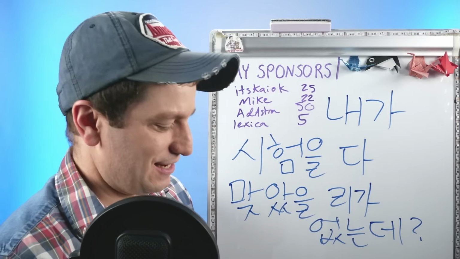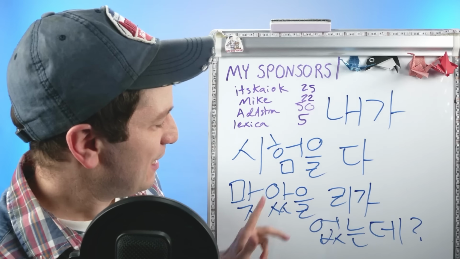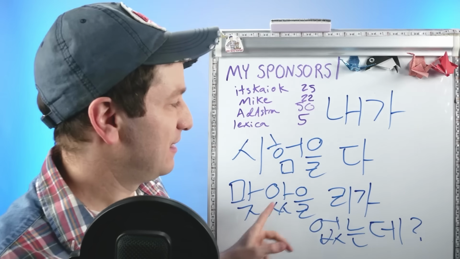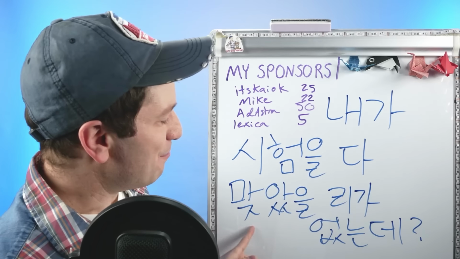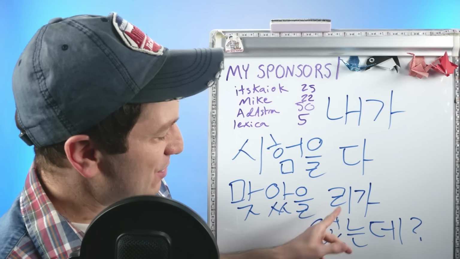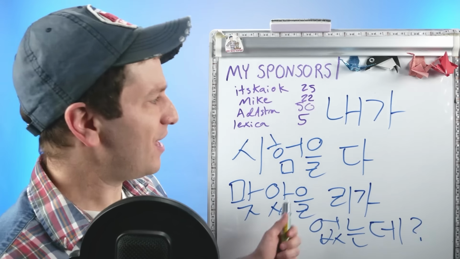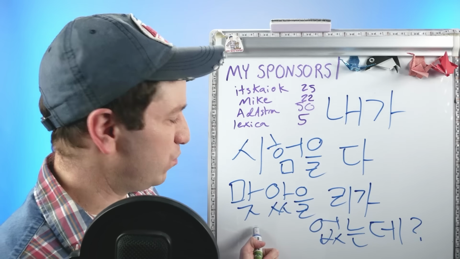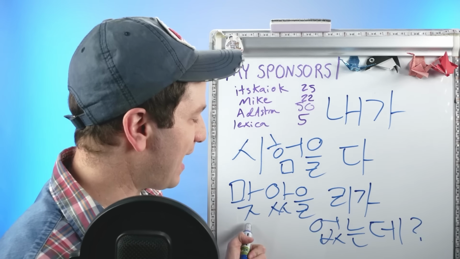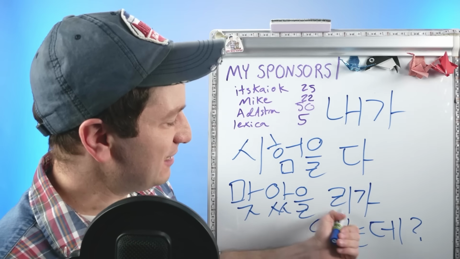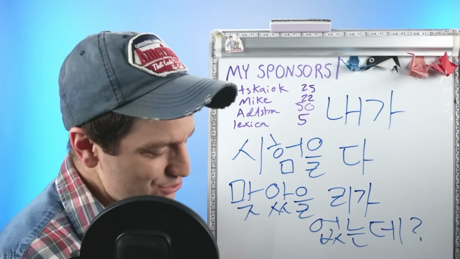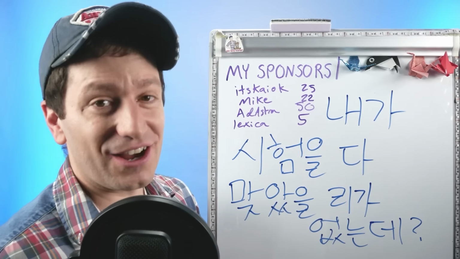내가, I. 시험, a test. 맞다, to get right. 다 맞다, to get all right. 시험을 다 맞았을 리, so in this case, it's past tense. Not that there's no way I could get them all right, but there's no way I 맞았어요. There's no way that I got. 맞았을 리가 없는데? There's no way I got everything right on the test.